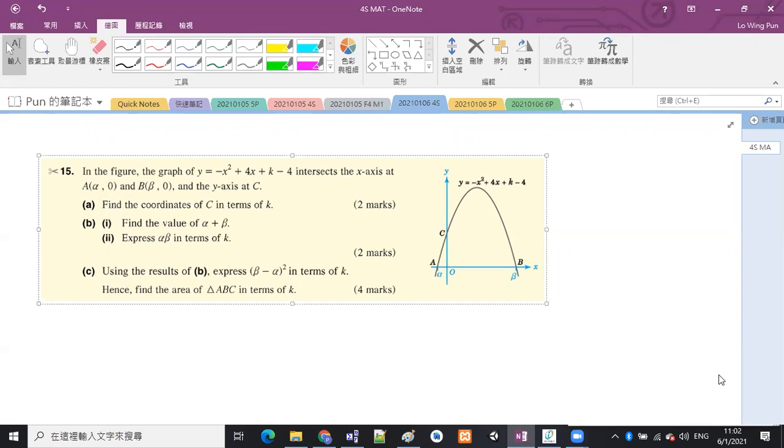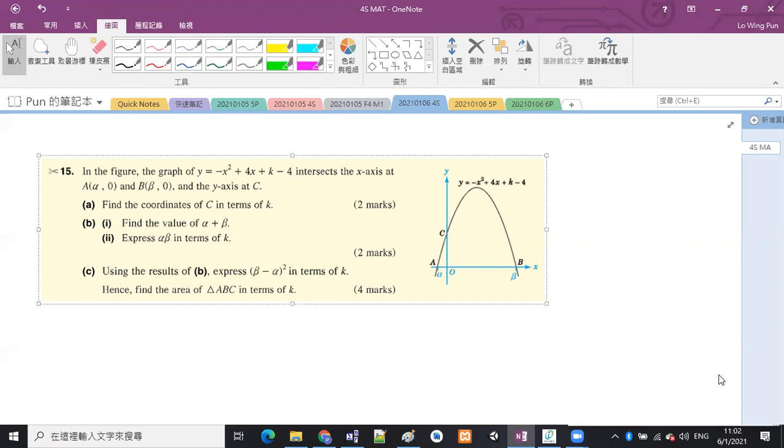Point A, point B, and the y-axis at C. They intersect the x-axis, so alpha and beta should be the x-intercepts of this graph. And then point C will be the y-intercept.